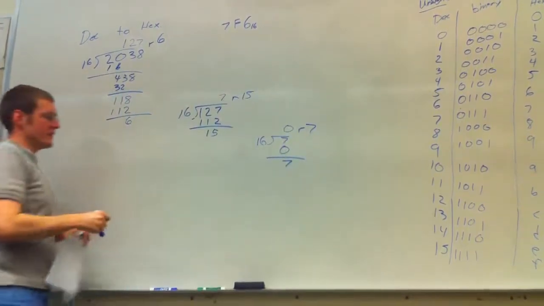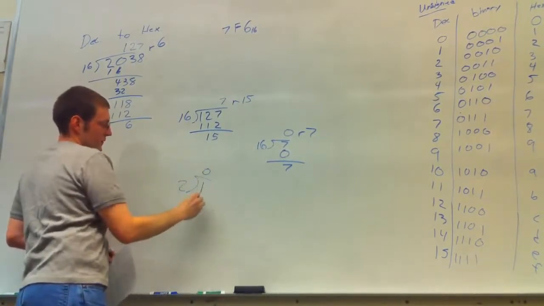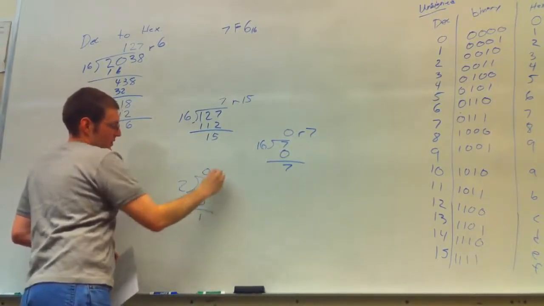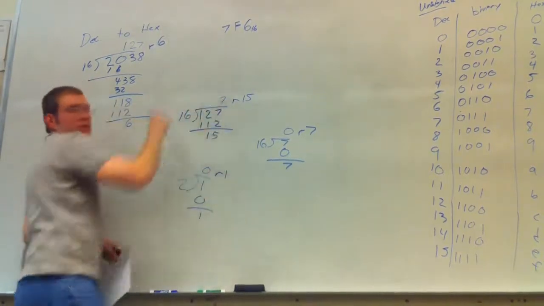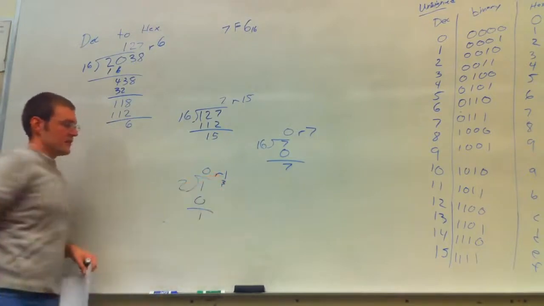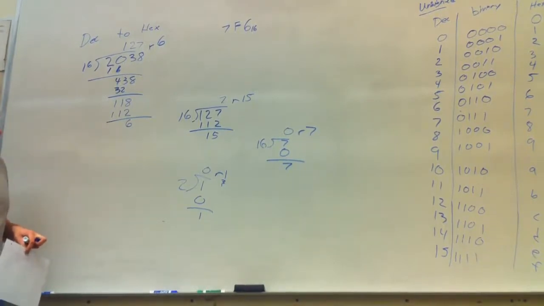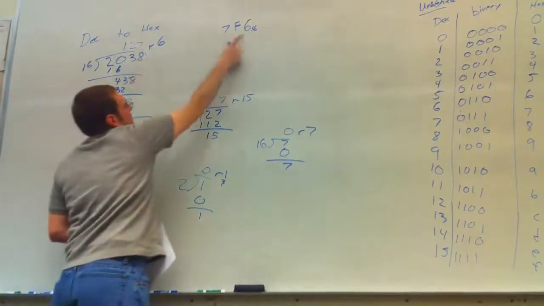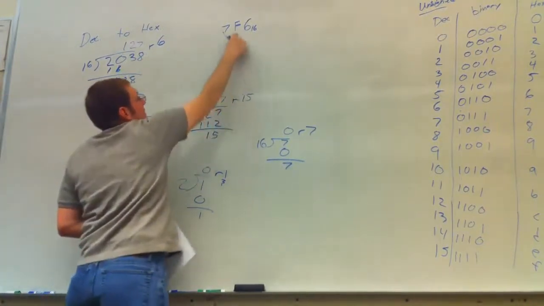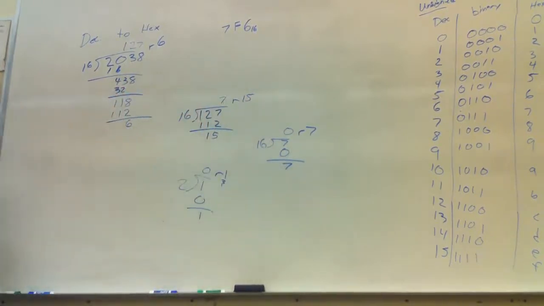In binary, again, we did 2 goes into 1, so then we had 1, which was remainder 1. Brought that 1 up into the binary number. The same way we do, we take the remainder and put it up. But that 7 is the number of times that 16 went into 127, right? This 6 is here, this 15 is this F, and this 7 is that 7.